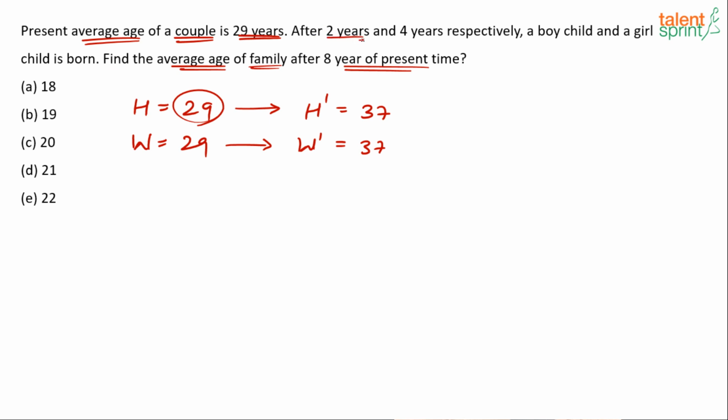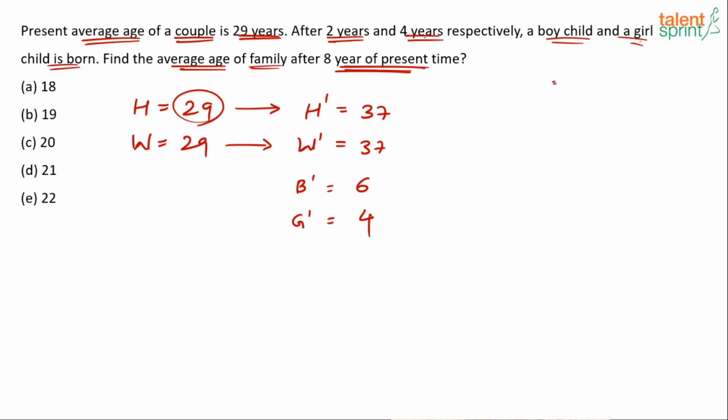Now come back to the present time, right? He says after 2 years and after 4 years, a boy child and a girl child is born. Now I want to know the age of this boy child and girl child after 8 years from present time, right? See, the boy child was born after 2 years. It's very easy to calculate. You just have to take 8 years minus 2 years. The boy child's age will be 6 years and the girl child's age will be 4 years.